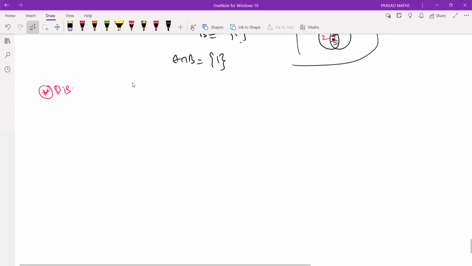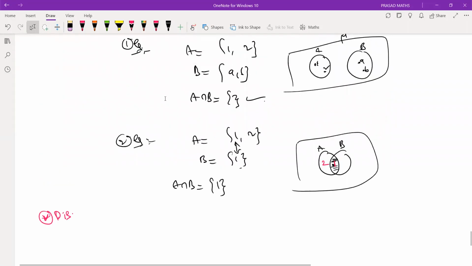Sir, A contains all the elements of B. A contains the total set B. So the Venn diagram should be like an inner circle inside A. There are no other elements in B apart from those in A. So A is the big set, B is my small set. Very good. So A contains total B, and this is my Venn diagram for it.